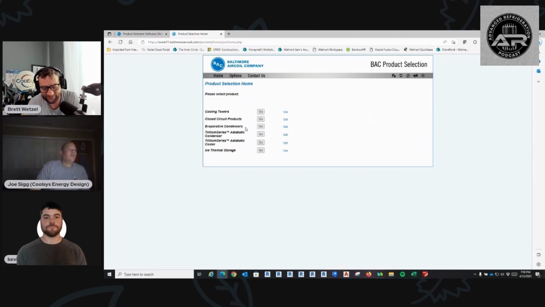Anyway, so once you get inside the BAC product selection page, you just have to register for it. They'll give you an account. You can select pretty much any of the units they have to offer, from cooling towers all the way down through ice thermal storage.